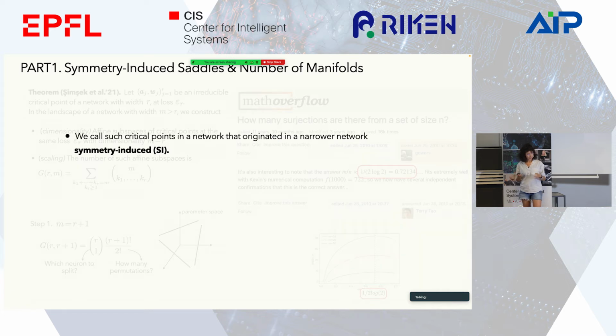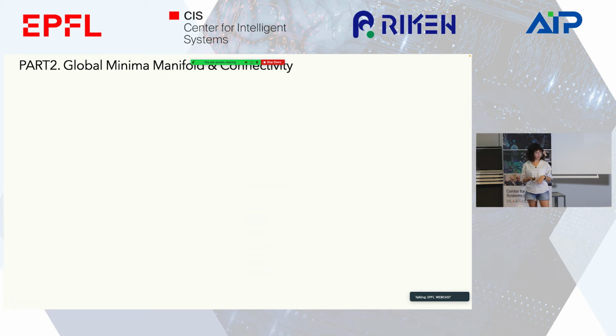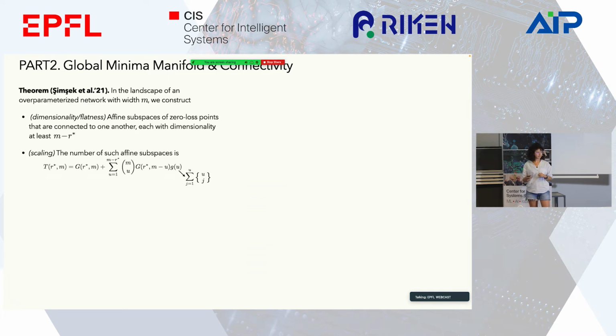To summarize the section, for all those critical points that originated in a narrower network, we call them symmetry-induced critical points. An irreducible network of width r induces an explicit and huge number of manifolds in the landscape of the larger network. So let's move on to the global minimum manifold.